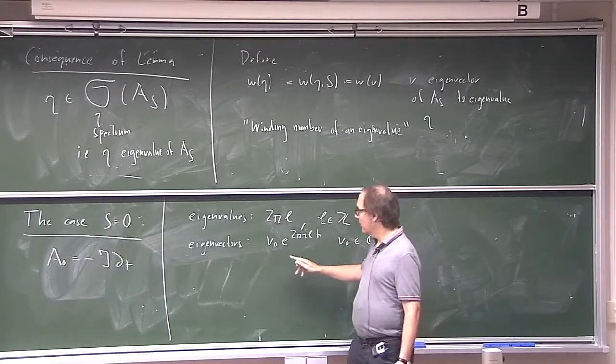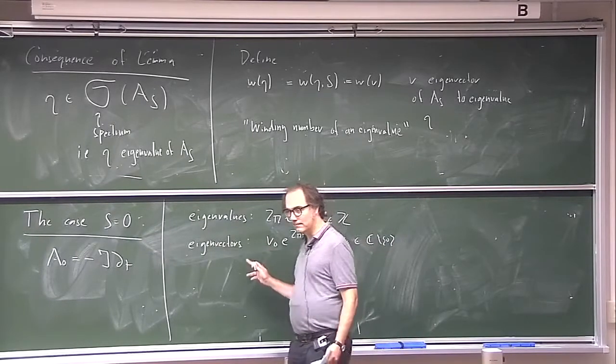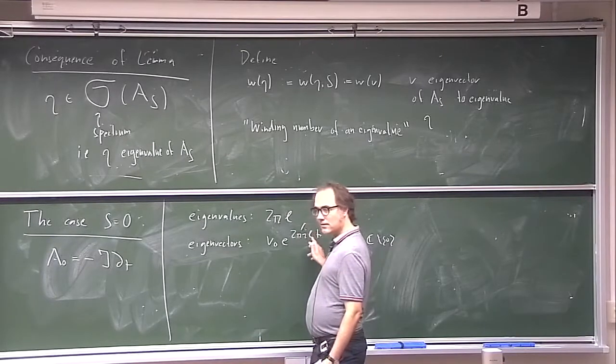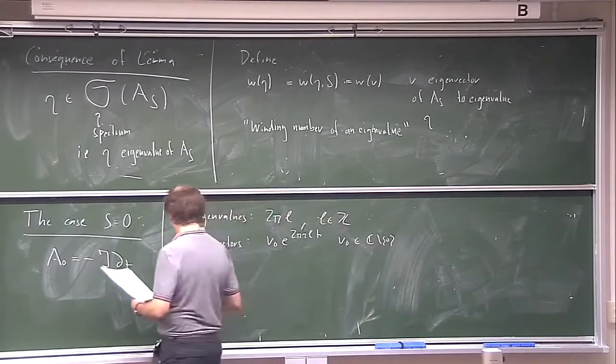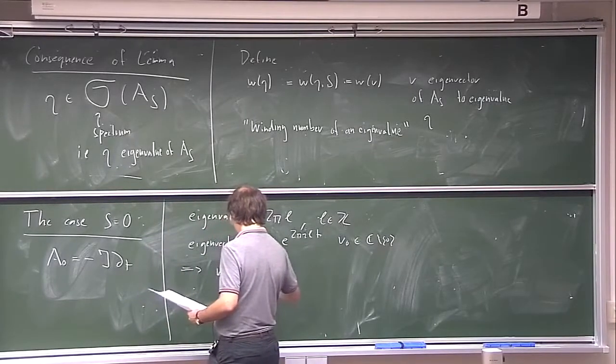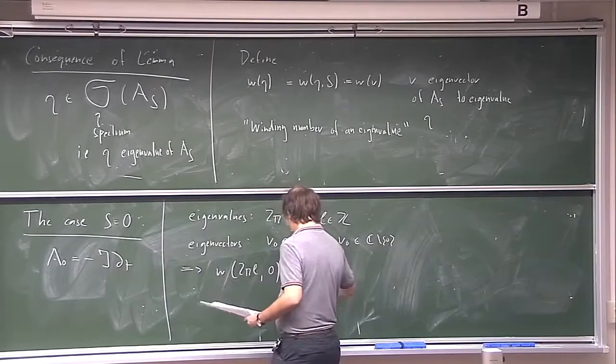So the eigenspace is actually two-dimensional. But the winding number is very easy to compute. It's just L. So the winding number of 2 pi L at 0 is L.